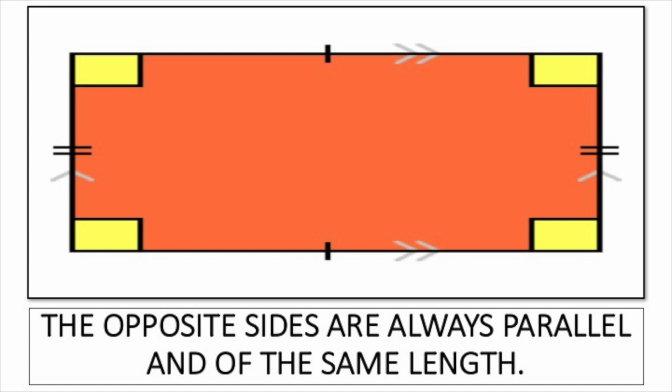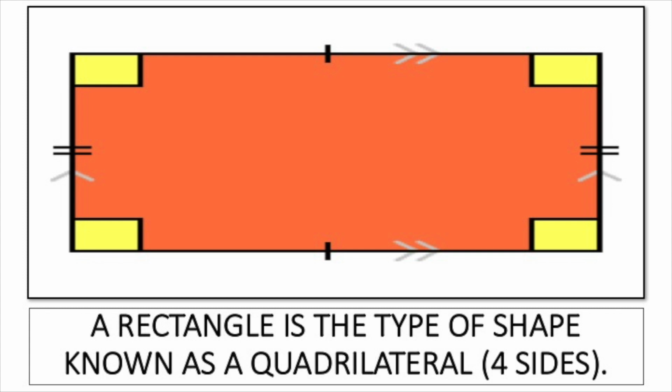Okay, so rectangle standard version, it's only the opposite sides that are the same. This one, same length as this one. And this side, the same length as this side. They're the rectangles we've learnt of previously. A rectangle is the type of shape known as quadrilateral. Quad is an old word for 4. So if you hear quad, it means 4. So a quadrilateral is a shape with 4 sides.